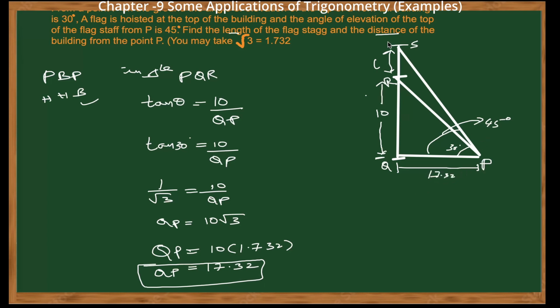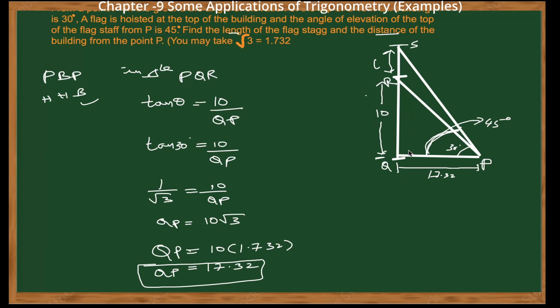So now we need to find this distance, the length L. To find this L, we can assume this is the length. L plus 10 is the total, and we have a 45 degree angle here, and we have QP. This angle is 45 degree, from here till here.